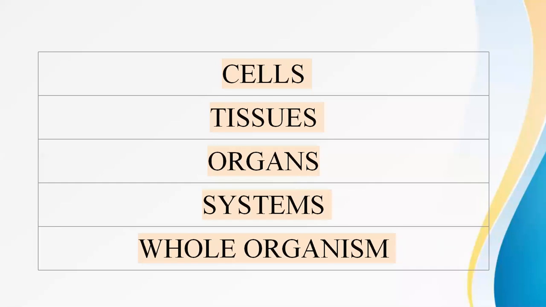That is, cells combine, they form tissue. Tissues combine, they form organs. Organs combine, they form a system. Now, in a unicellular organism, as I told you in my previous chapter, there are two types of organisms, unicellular or multicellular. Whenever only one cell is present in the body of an organism, that is called a unicellular organism.